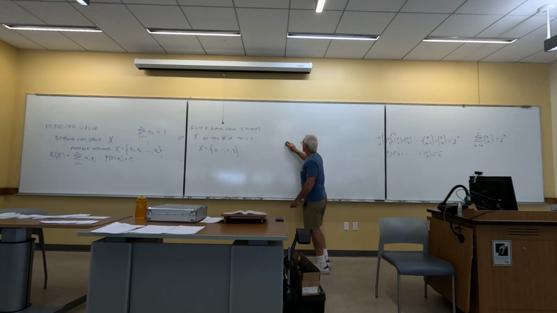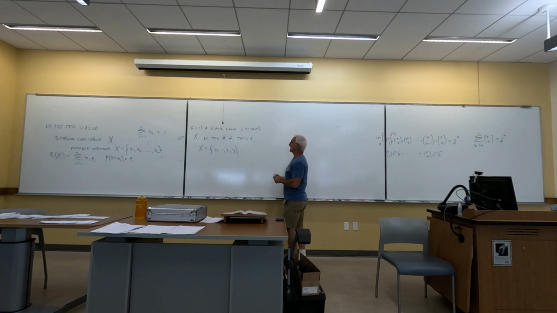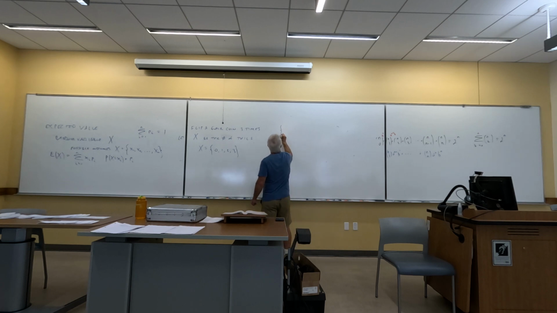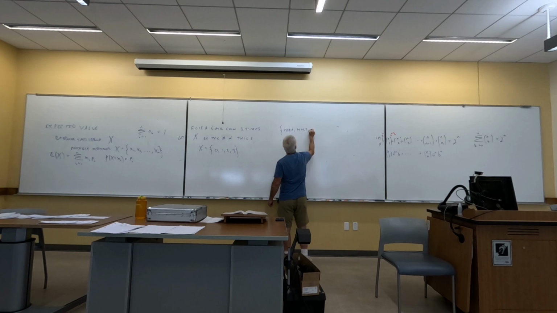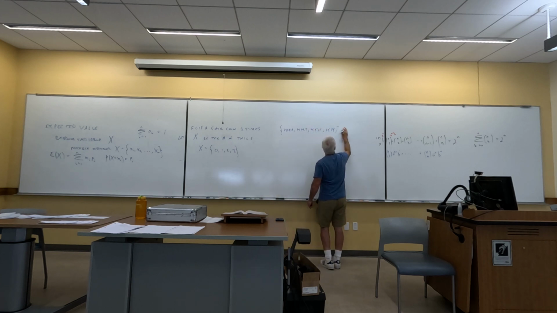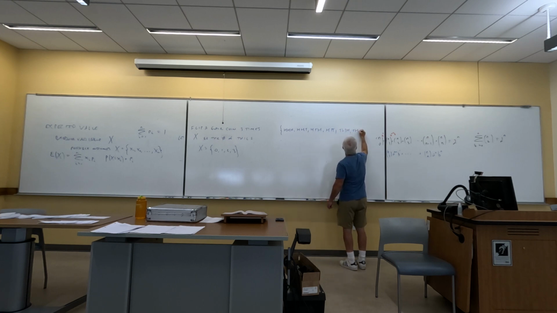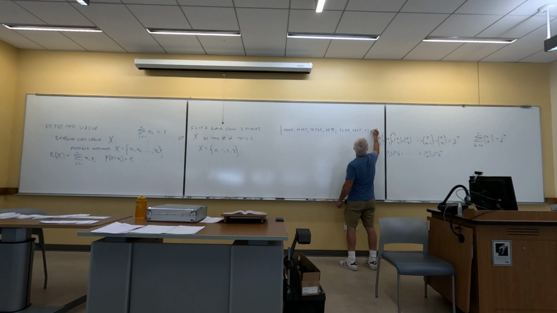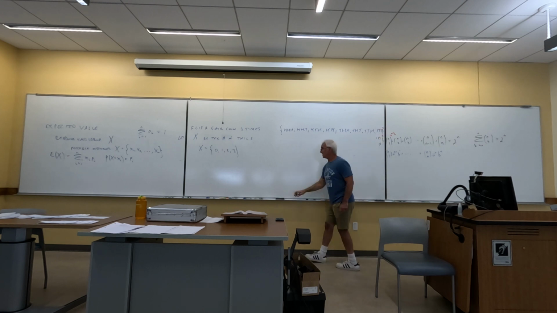Okay? So if I list my sample space, my random variable is what I'm counting. I could have counted something else. But my sample space is going to be H, H, H, H, H, T, H, T, H, H, T, T, T, H, H, T, H, T, T, T, H, T, T, T. That's my sample space.